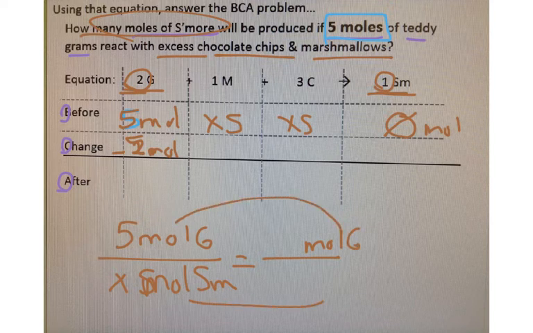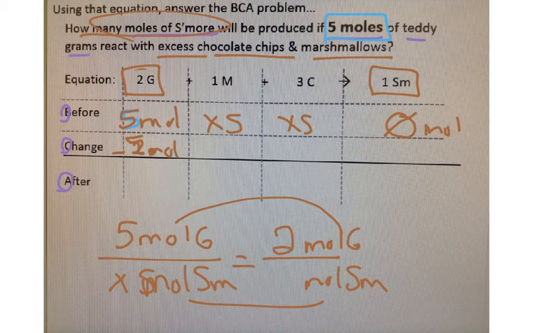And moles of s'mores has to go on the bottom. Why? Because moles of s'mores is on the bottom on the other side. So on this conversion on the right side, I'm going to use the coefficients of the balanced reaction. Looking at that, I've got a 1 in front of my SM, and I've got a 2 in front of my G. So I'm going to put a 2 in front of this G, and a 1 in front of my SM. Now cross multiplying, I get 2.5 moles of s'mores made.